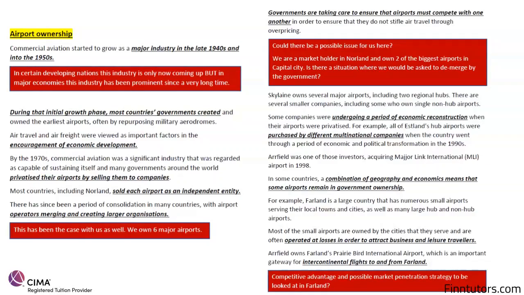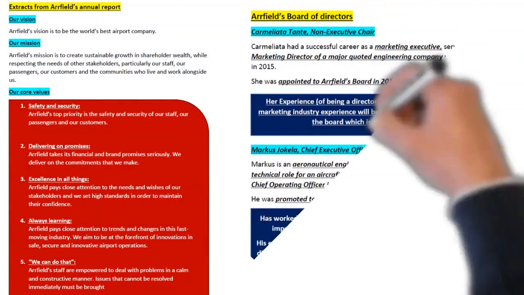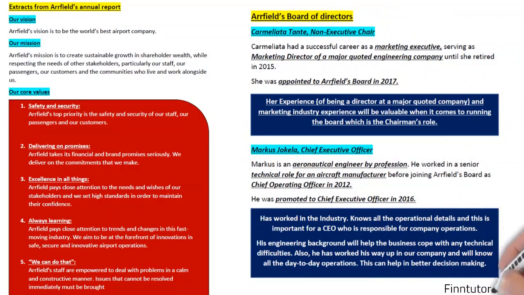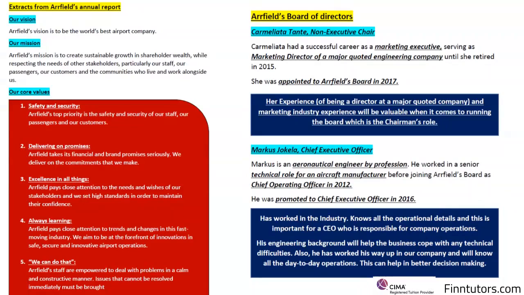So, something that's coming to my mind and I want to share it with you. Now we are speaking about the major extracts from Arrfield's annual report. The annual report that has been published, it's fictional obviously, has some major extracts that they want us to know. First and foremost, they have mentioned the vision. Now, what is the vision statement? The vision statement is where your company wants to be in the future, what you are working towards. So, you want to be the world's best airport company.